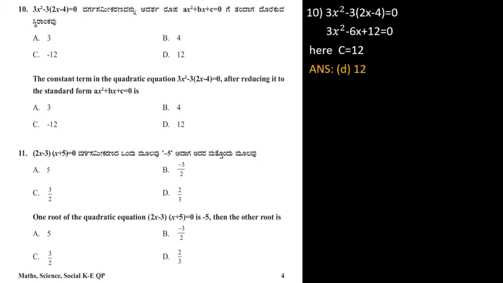Here they gave one root, that is minus 5. For x plus 5 it will become minus 5. The other one, which we need to find out, is 2x minus 3. So first we will equate 2x minus 3 with 0. Now I'll take 3 to that side, it will become plus 3. So therefore 2x is equal to 3. Now I'll take 2 down, I'll get x is equal to 3 by 2. So do we have that option? Yes, we have that option. Option C, 3 by 2 is the correct one.